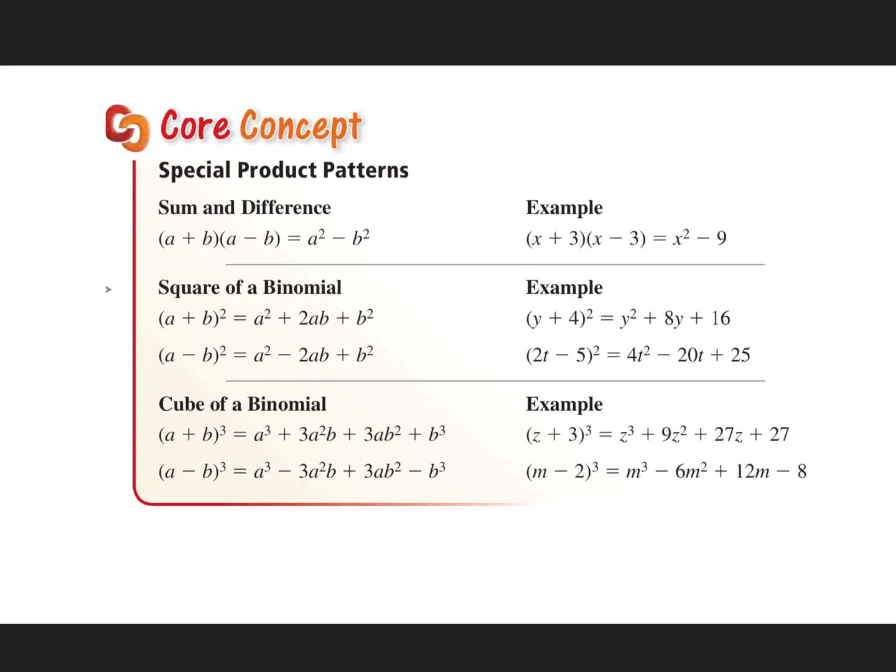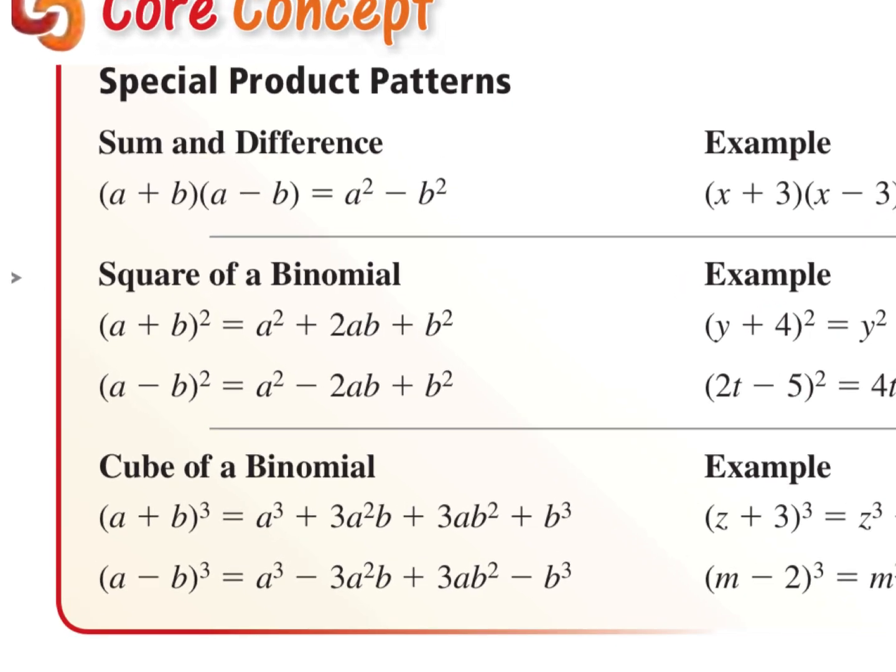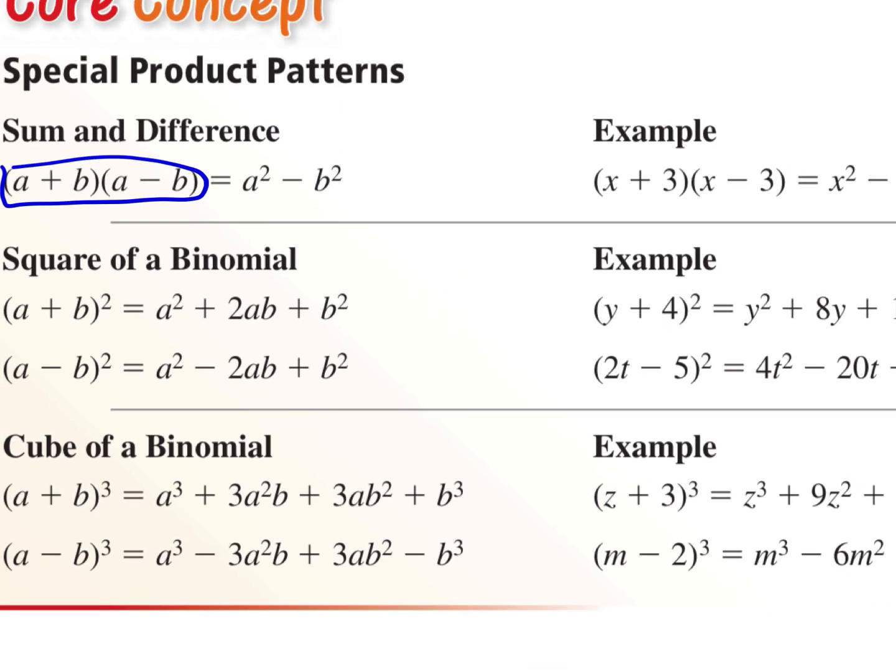So we have sum and difference, which we've talked about before. We have the conjugates of two binomials. So if I had something like x plus 3 times x minus 3, the shortcut would be x squared minus 3 squared, which would be 9. So you could do the shortcut. You can always just multiply it out and FOIL it out. That would be like the long way. But this would be a shortcut way.